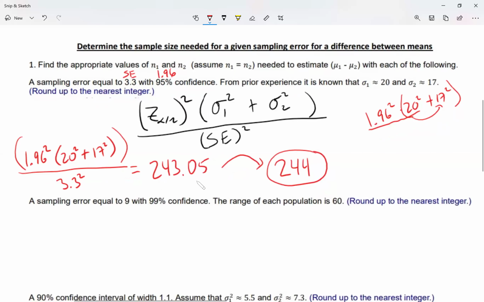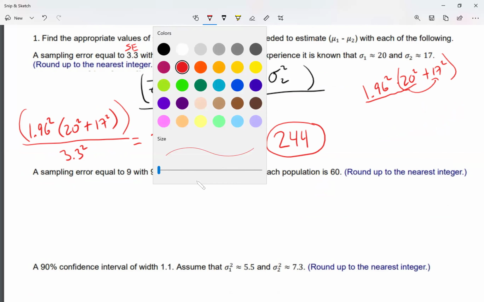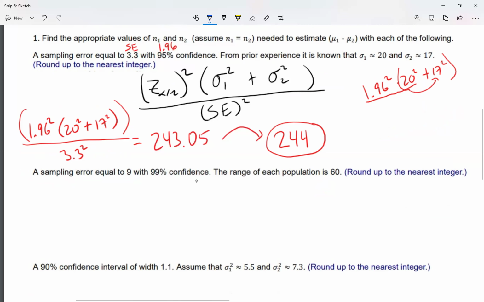Okay, that was not bad. Let's take a look at question number 2. A sampling error equal to 9. Okay, so I have the sampling error. Let me use blue for this case. So let's see, we have the sampling error with a 99% confidence interval. I remember from a Z-score table, my 99% confidence interval was 2.575. Now the range of each population is 60.